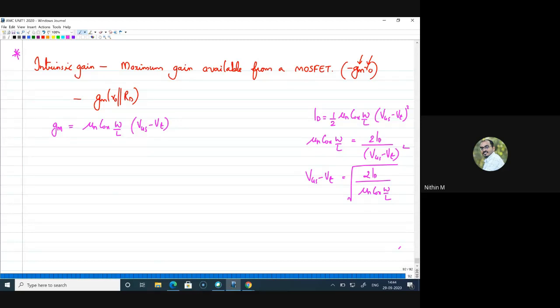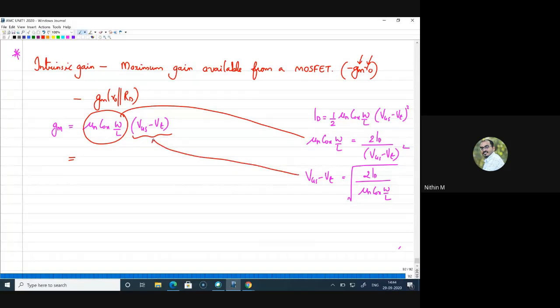So in order to get the other two variants of gm, you can substitute mu n Cox W by L from this to obtain one form, or you can substitute VGS minus VT from this to get another form of gm. That means gm can be written in three different forms, one in terms of current, one in terms of voltage, and one in the present form that we have written. So can you try out the other two forms?